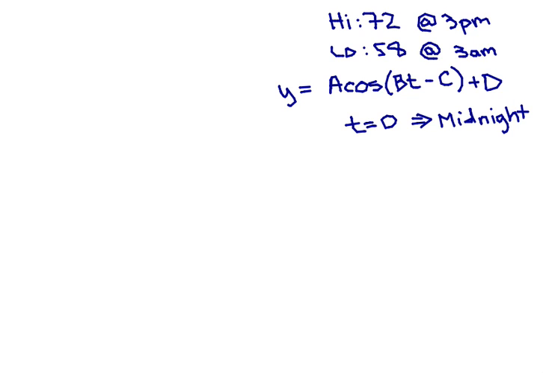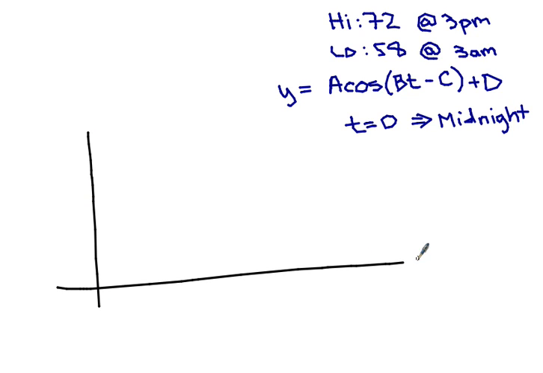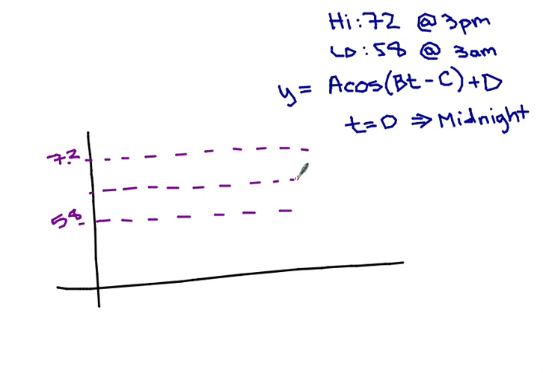So as we go to build this, we'll see we have a high at 72. We have a low at 58. You're going to want to find the average temperature of the day, which in this case, if you add those together, you get 130 divided by 2 is 65. Okay, so our amplitude in this case is 7. Good. My period is, well, the period is 24. The B value is pi over 12. Good.